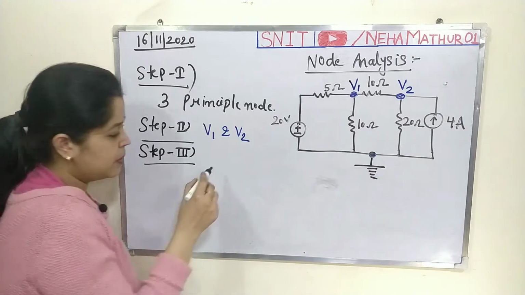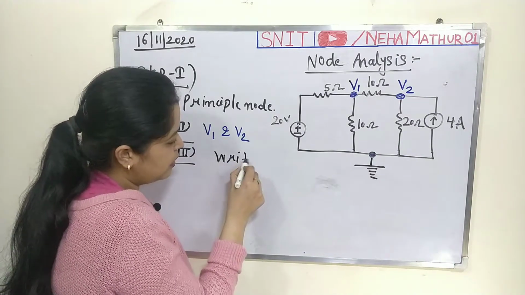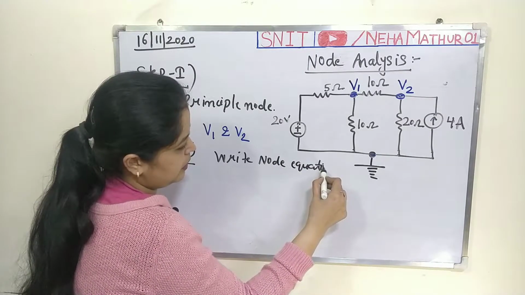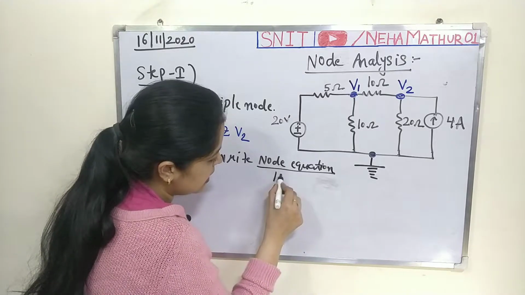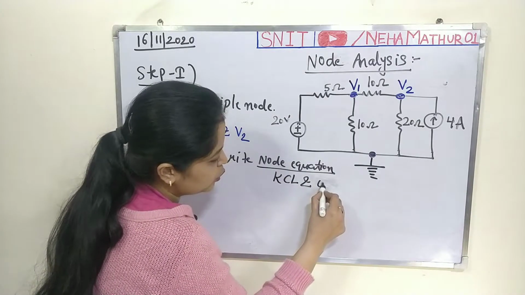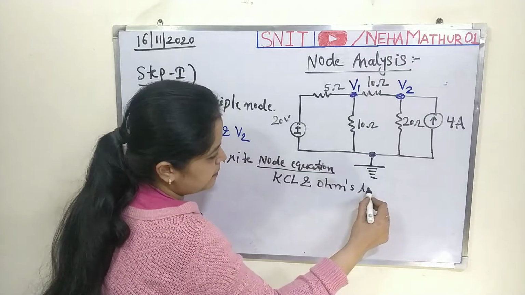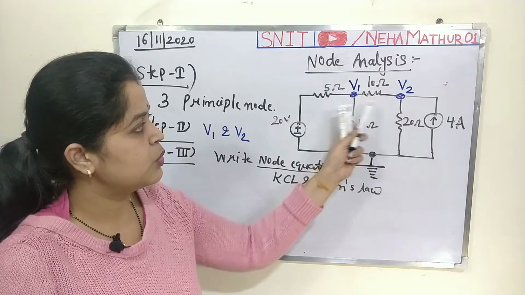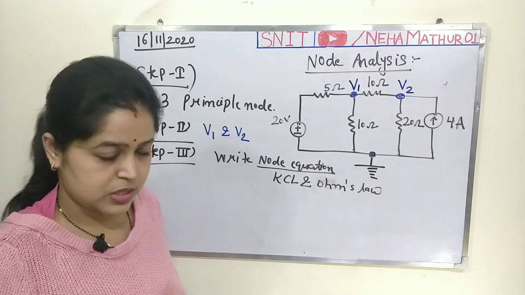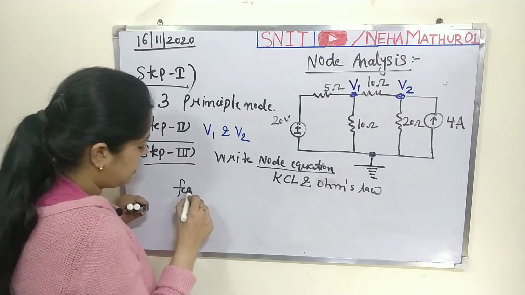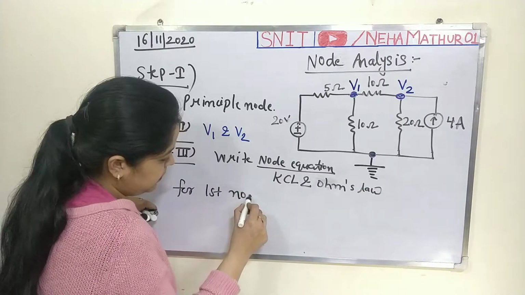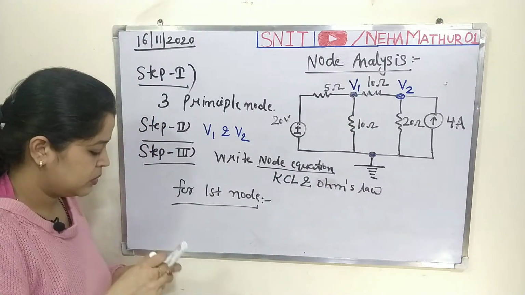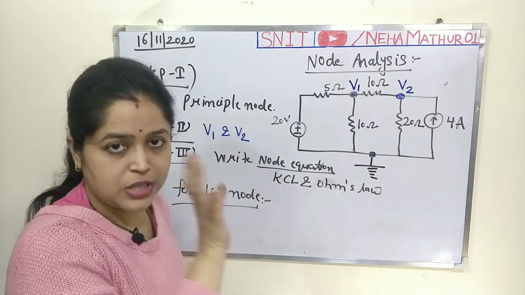In the third step, this is the important step, you will have to write node equations in terms of KCL and Ohm's law. So, since here you have 2 principal nodes, you will have to write 2 equations. Now, I am writing for the first node. First node means this one. Now the main concept starts.